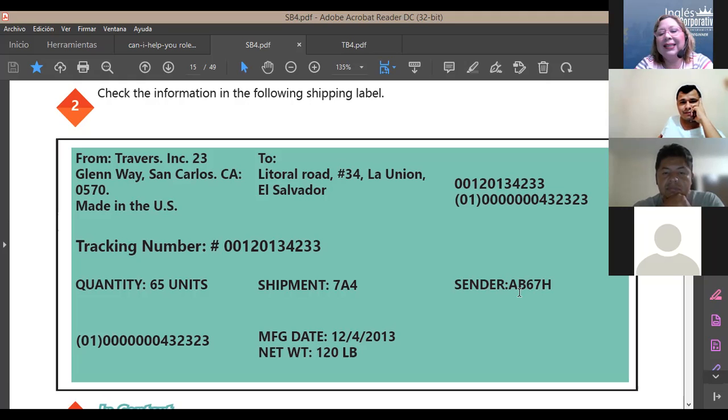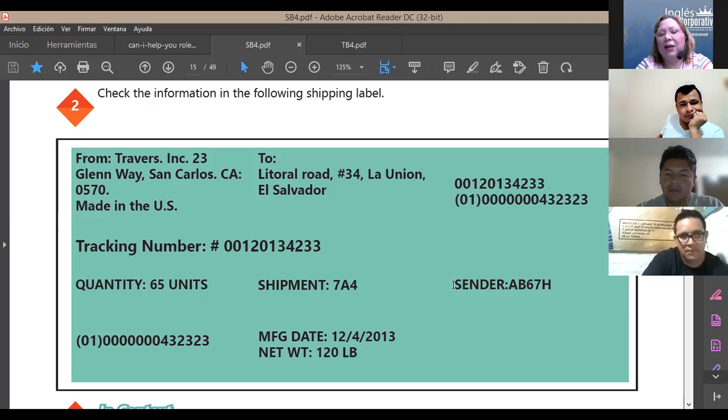Veamos acá, it's a sender, sender. What do you think about this information could be? ¿Qué podrá ser eso? Sender es la persona o la empresa que está enviando, ¿sí? Maybe entonces, it's a code for the envío. Exactly. Usually the factories get an account, okay?